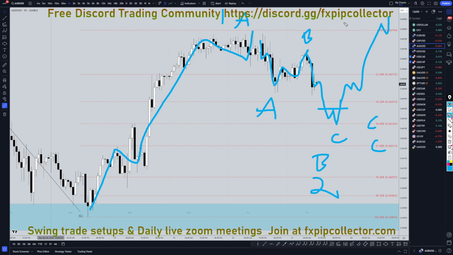Then we can hopefully learn and earn at the same time by going long at the end of this correction, whether we're looking at a wave 3 or whether we're looking at a wave C.